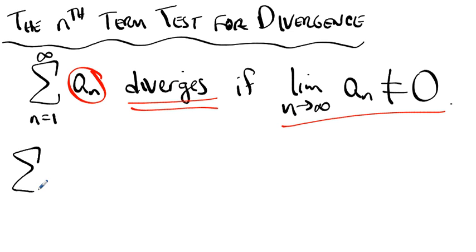So, for example, I look at this series and I think this goes to 1 as n gets large. So I'm adding up infinitely many things, and eventually they're all 1 plus 1 plus 1 plus 1 plus 1. This series diverges.